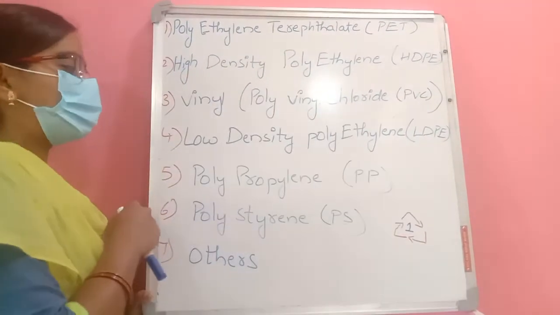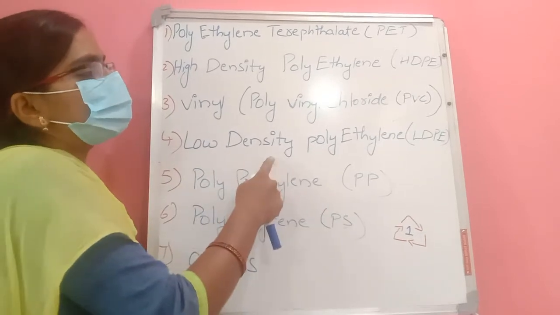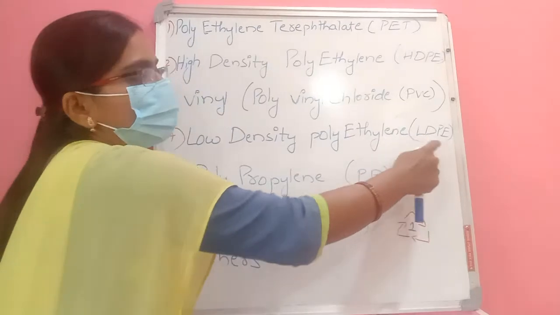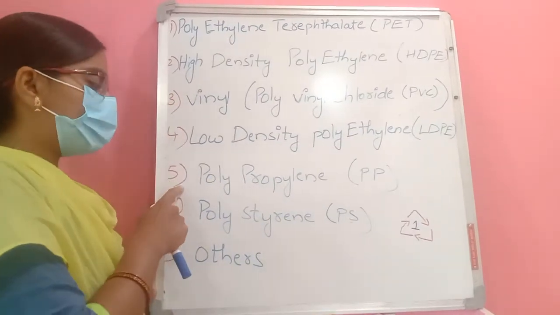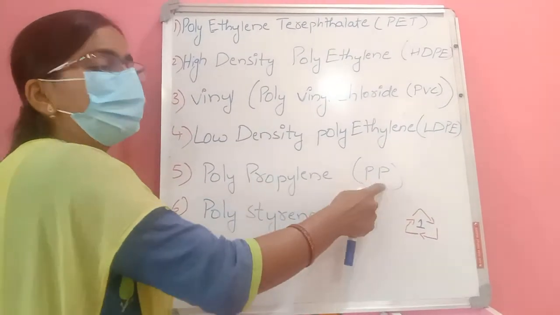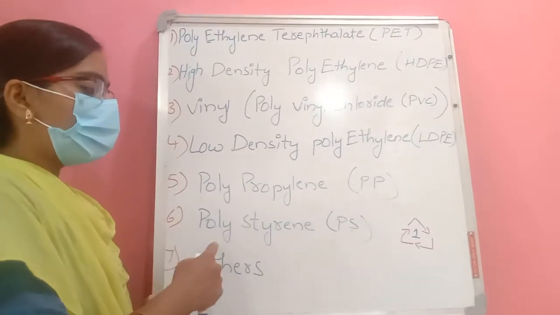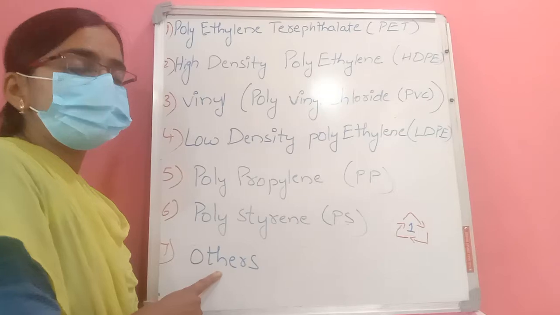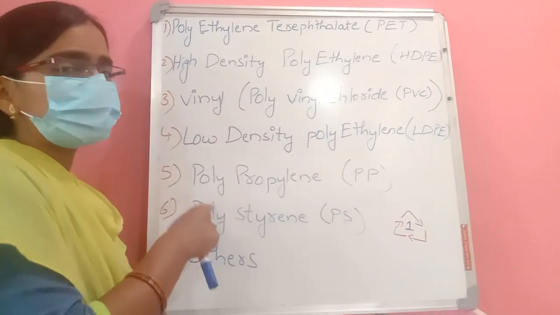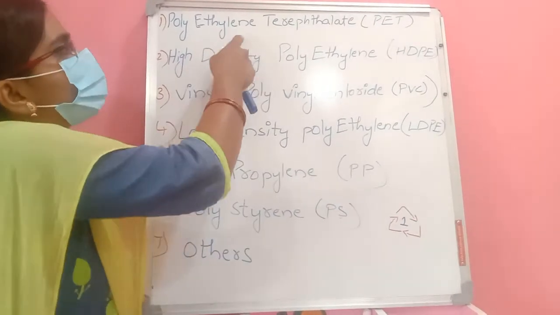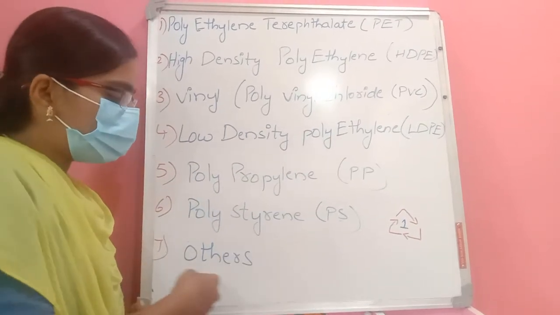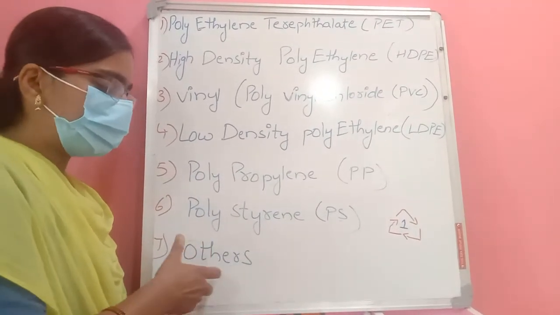So these are the plastics. Number 4, low density polyethylene. This is high density, this is low density polyethylene, LDPE. Number 5, polypropylene, PP. Next, number 6, polystyrene, PS. Number 7, others. Others means not only these, but mixtures of these. Number 1 and 2 may be mixed, 3 and 4 mixed, 1 and 3 mixed. By mixing all of them, we get others.